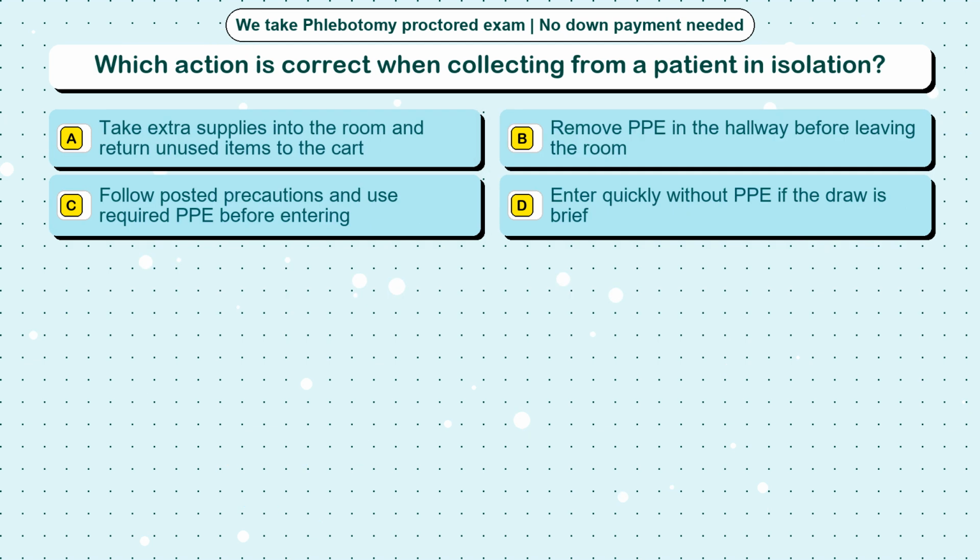Question 79. Which action is correct when collecting from a patient in isolation? Option A. Take extra supplies into the room and return unused items to the cart. Option B. Remove PPE in the hallway before leaving the room. Option C. Follow posted precautions and use required PPE before entering. Option D. Enter quickly without PPE if the draw is brief.